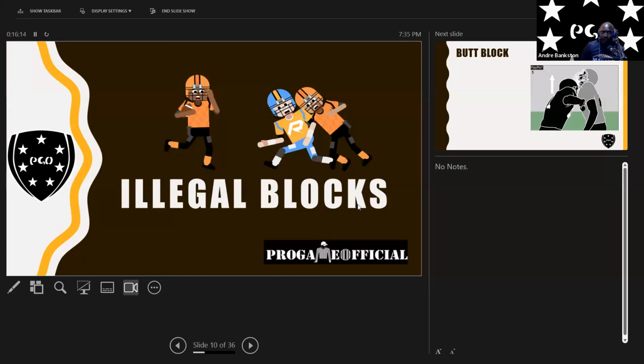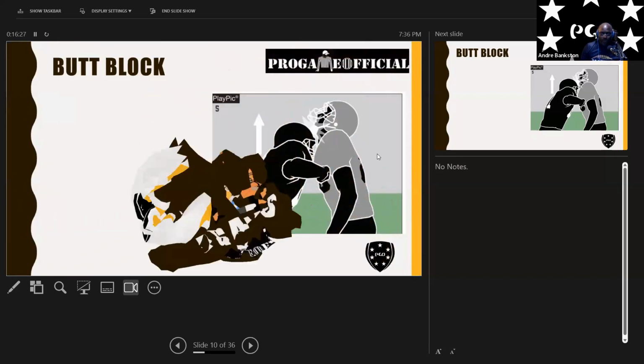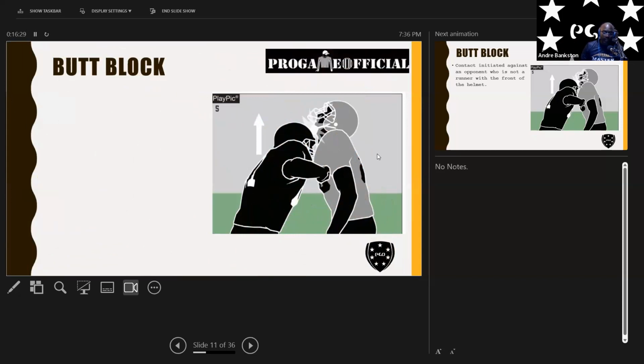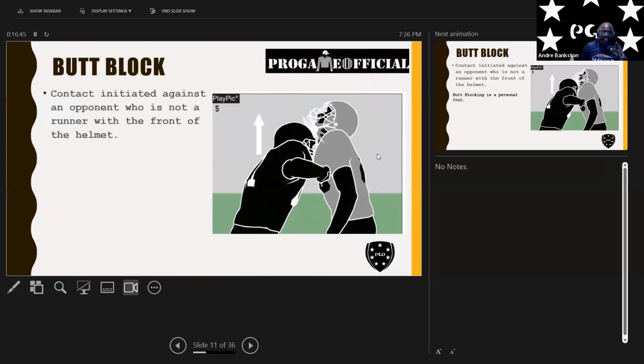So let's look at some illegal blocks, and how legal blocks can be legal, and go from there. All right, one of the illegal blocks is butt blocking. Now, if you see on this clip, it looked like he's using the cup hand technique, right? But butt blocking is contact initiated against an opponent who is not a runner with the front of the helmet.